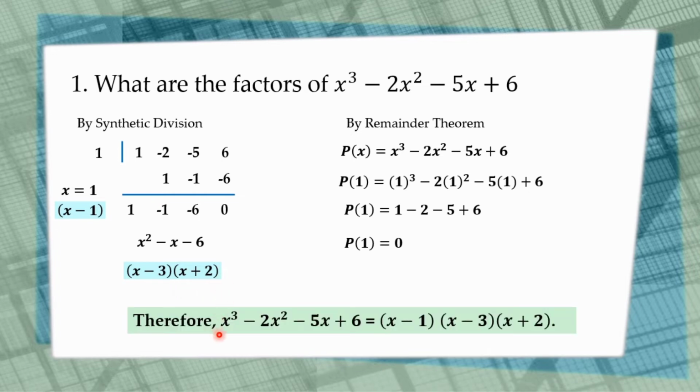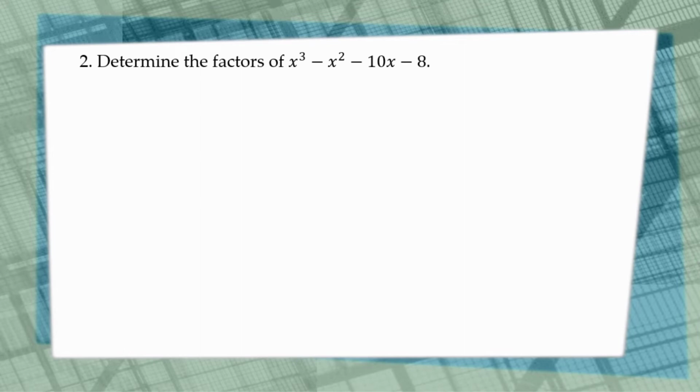Therefore, x cubed minus 2x squared minus 5x plus 6 equals x minus 1, x minus 3, and x plus 2. You can also substitute 3 and negative 2 using the remainder theorem to confirm that the remainder is 0. Example number 2.